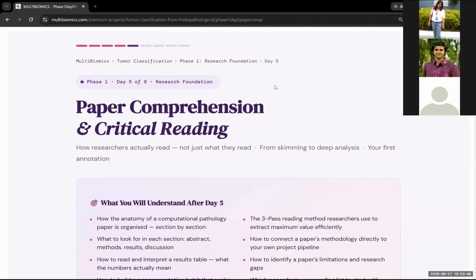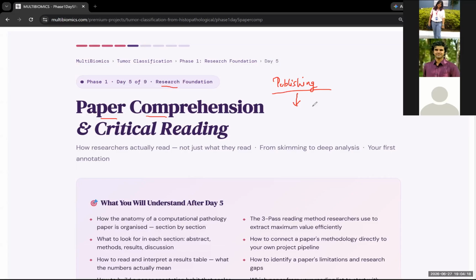So today is the topic of paper comprehension. Maybe you may feel that it is not directly connected to our project, but paper comprehension, how to read any paper, matters, because in the course I promised that I'll also be guiding you for publishing the paper. Okay.